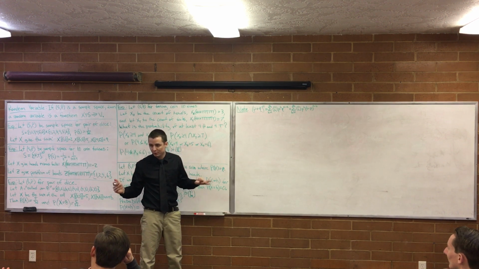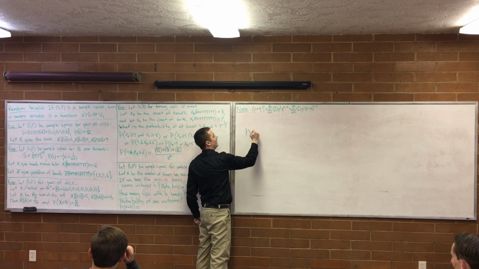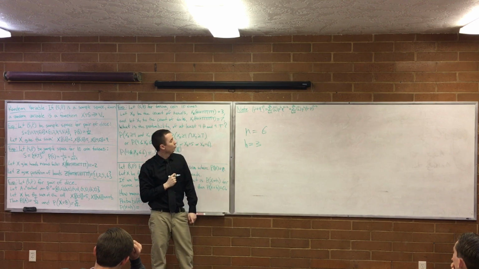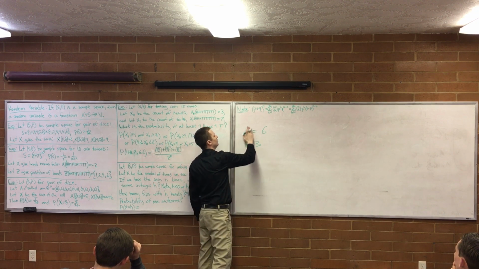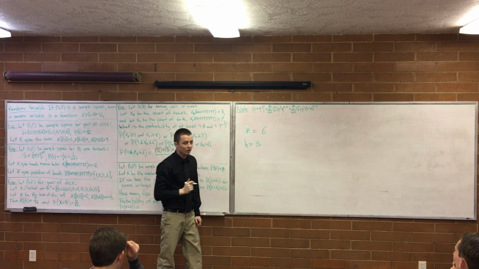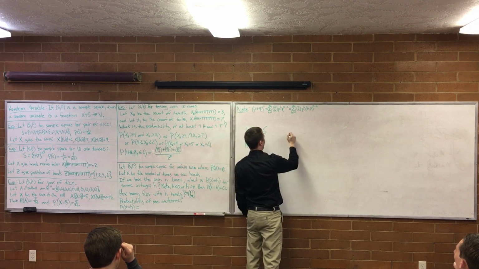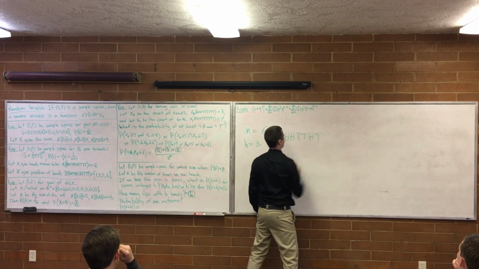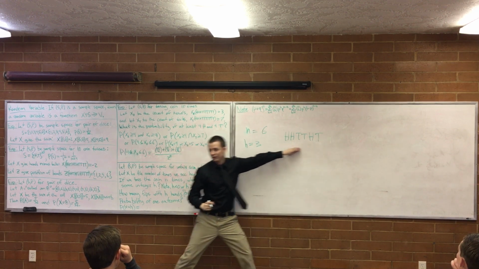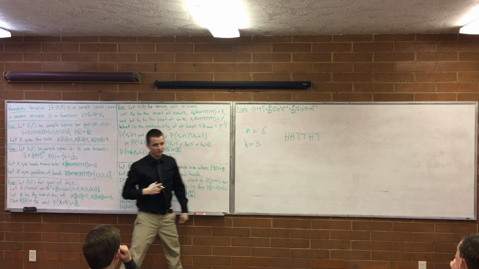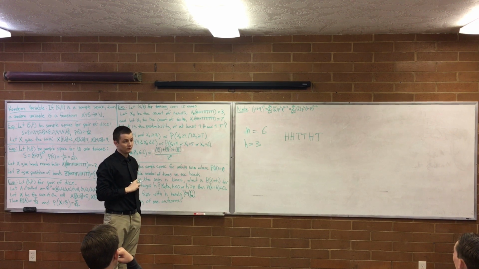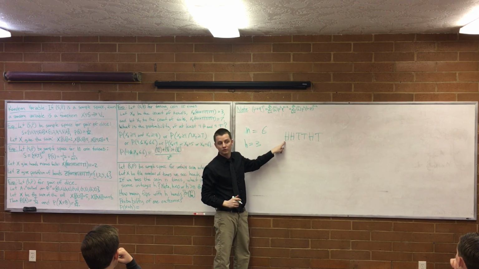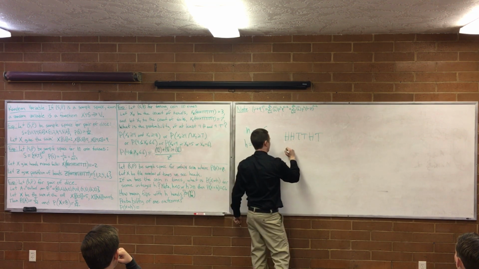Let's come up with numbers for a second. Let's say that n is equal to 6 and h is equal to 3. What is the probability that I get this one? What's the probability that I get that one exactly right there? What's the probability of H? This H. No, P.